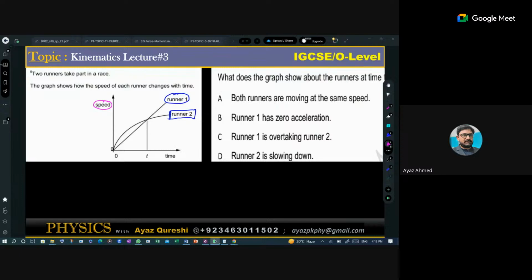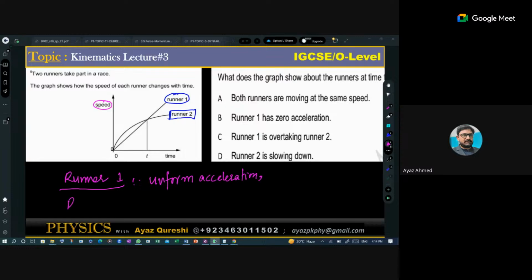Runner A, what type of motion is described on graph A? Constant, increasing speed. For runner one, because speed is increasing with a constant gradient, we can say that the runner is moving with uniform acceleration. Increasing speed and so on.